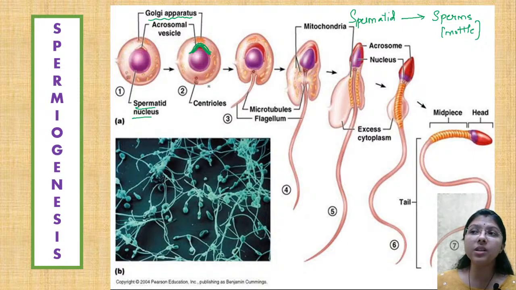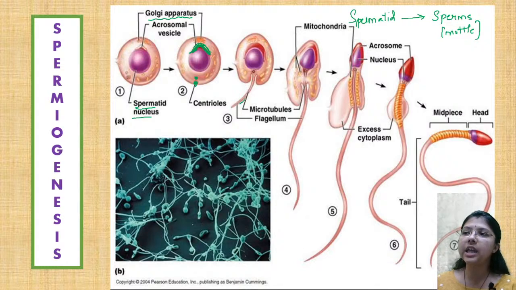The centrioles that are present inside the sperm cytoplasm, they are going to arrange themselves. One is going to be present here towards the nucleus and the other one is present here. Okay? Now, so slowly what is going to happen? The centriole which is present on the lower part, it is going to give rise to the tail. You can see here the tail formation has started. And slowly the maturation of the sperm is going to take place.